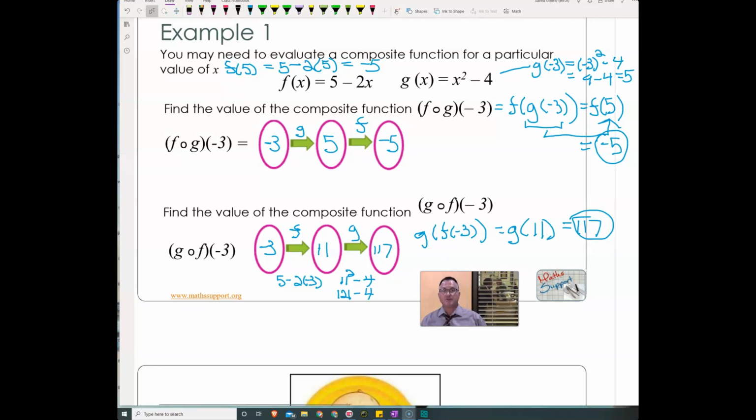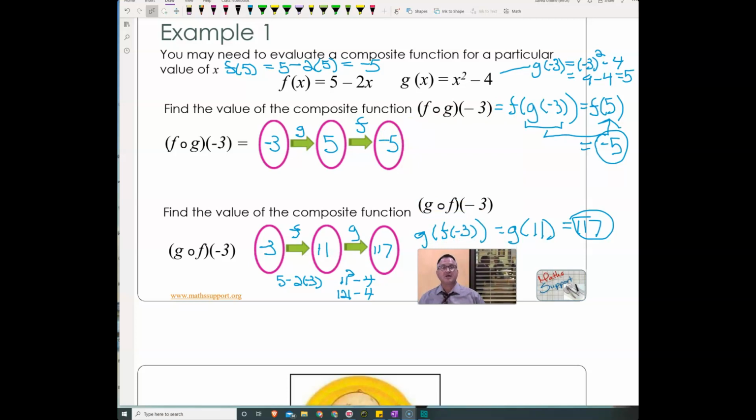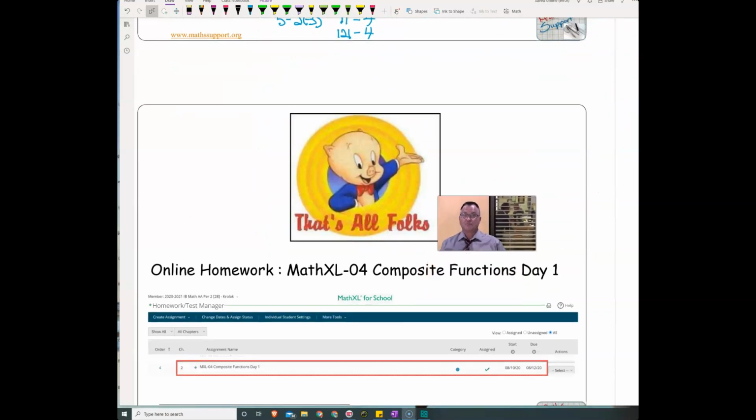Tomorrow we'll build the functions. What would the equations be for composite functions? Today was evaluating the functions, just so that you get an idea that the input to the first function creates an output. That output then becomes the input of the second function. And that's how you evaluate composite functions. All right, so that's all.